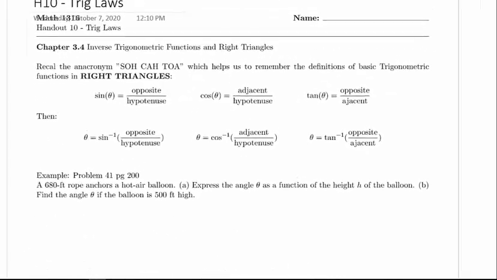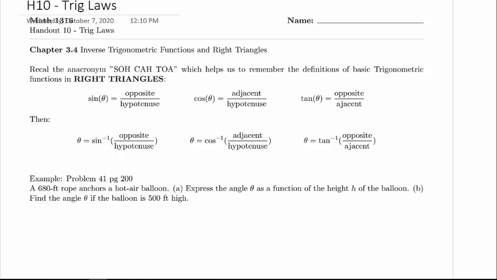Greetings, trigonometry. Today we're going to be going over chapter 3.4, 3.5, and 3.6. We're going to start off with 3.4, the inverse trigonometric functions and right triangles. So these will be how we look at inverse trig functions as they pertain to right triangles.